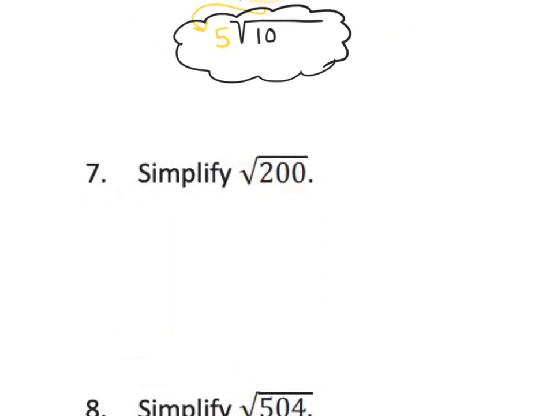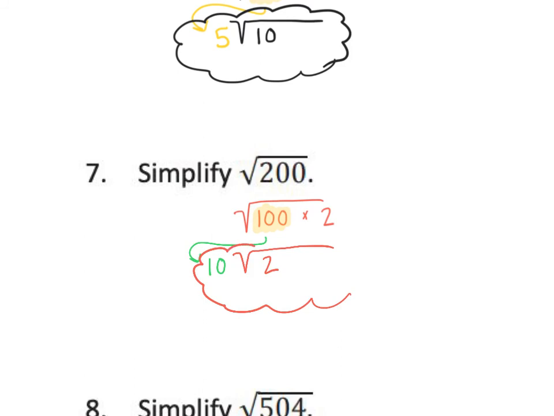Moving on to this next one right here, the square root of 200. I'm going to split this up. I'm going to say that the square root of 200 is the same as 100 times 2. Okay? And 100 is a perfect square. I can remove this from inside of my radical to the outside. The square root of 100 is 10. So that moves to the outside of my radical. All that's left inside is a 2, and I cannot reduce that. So my final answer here is 10 root 2. All right.